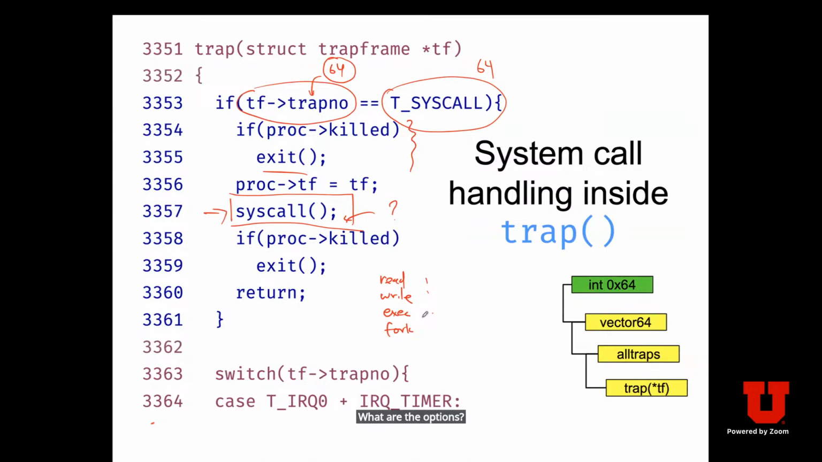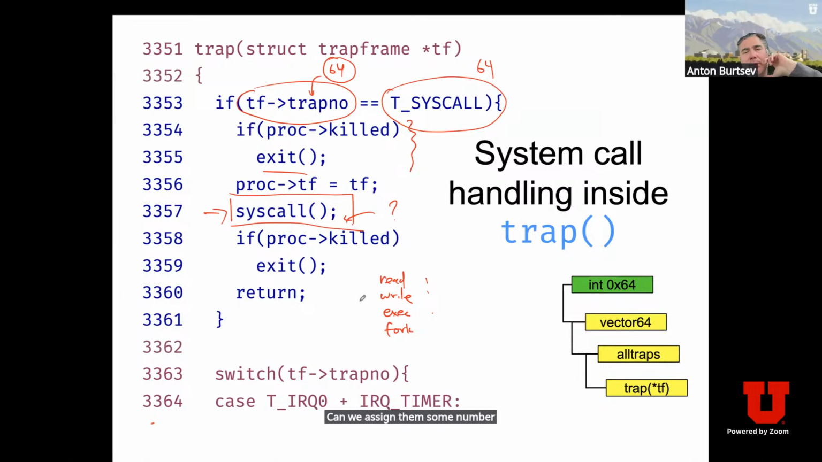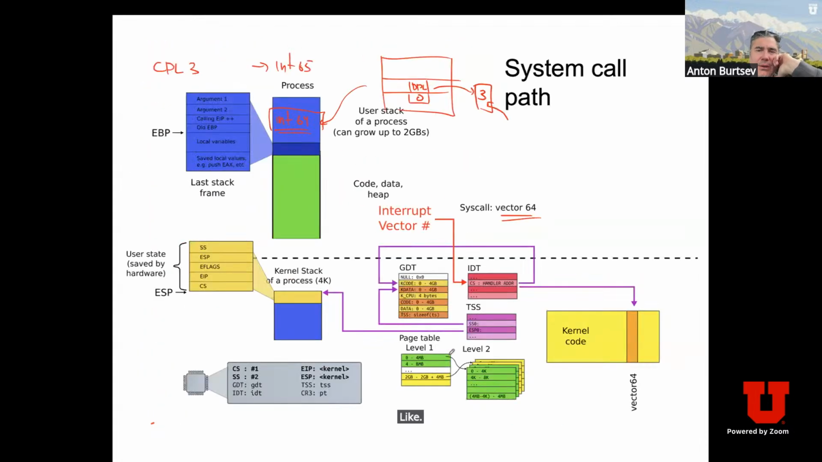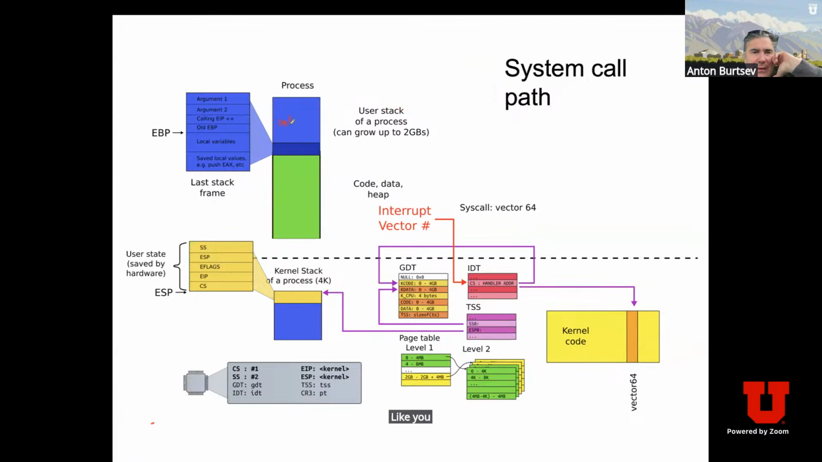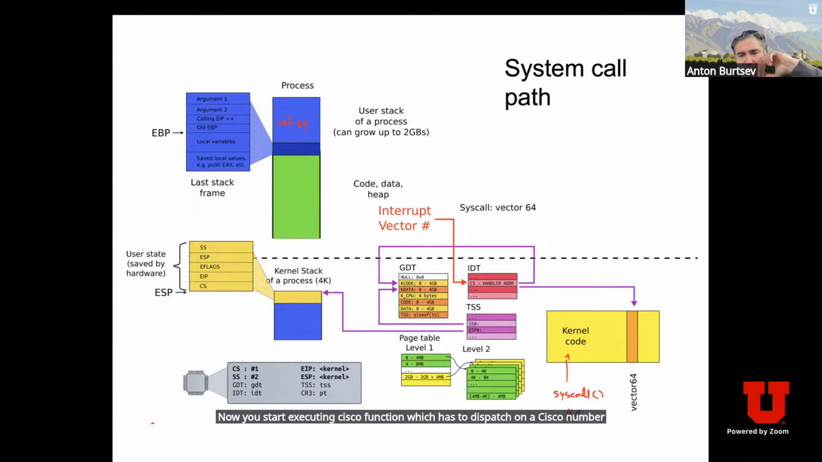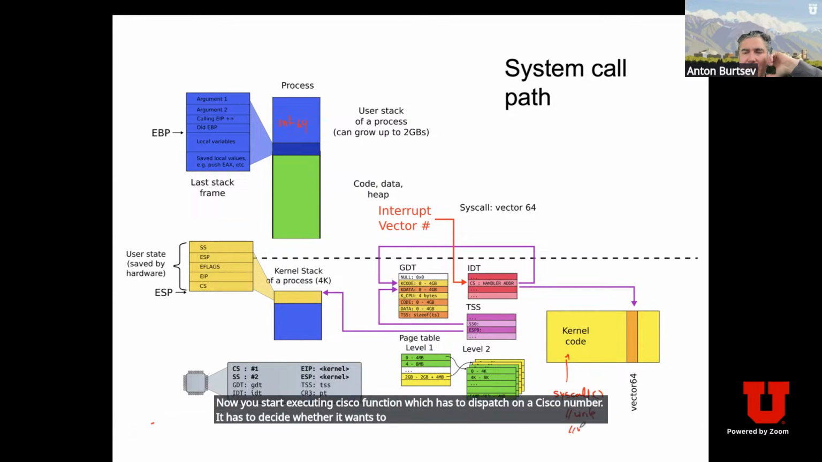Can we assign them some number and count? Correct. We'll assign them a number, like, I don't know, 0, 1, 2, 3. And how will we pass this number? Again, you were running in user mode, right? You invoked int 64 here. Now you start executing the syscall function, which has to dispatch on a syscall number. It has to decide whether it wants to implement a write or a read or something.